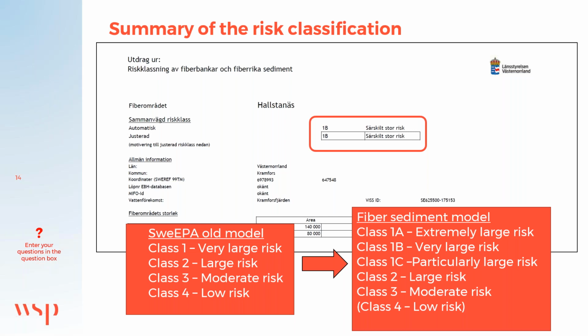And we used the same scale because we wanted to be able to compare the fiber sediments to sites on land, but we had to extend the highest risk group, the class 1, into 3 different subgroups to be able to separate the different sites. And in this example, for instance, the fiber sediments were classified in class 1B, very large risk, and the authorities will probably prioritize it quite early on in their investigations.